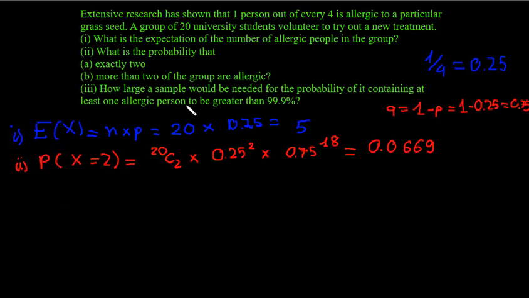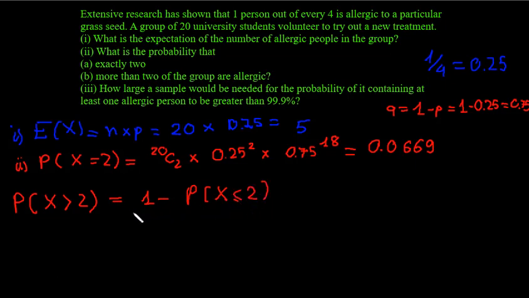Now we work on question B. What is the probability that more than 2 of the group are allergic? So we write down P, probability of X greater than 2. Because X is greater than 2, it can take any values from 3, 4, 5, 6, up to 20. When we calculate them, it's really intensive and really hard to find the exact number. So I have a different way, which makes the outline easier. Equal to 1 minus the probability that X is less than or equal to 2.